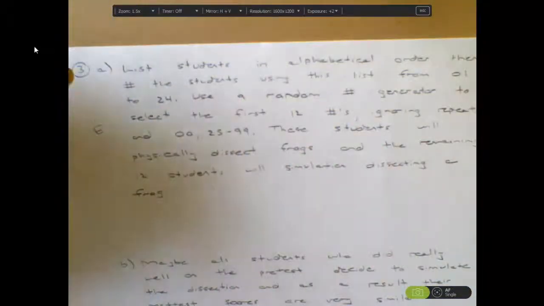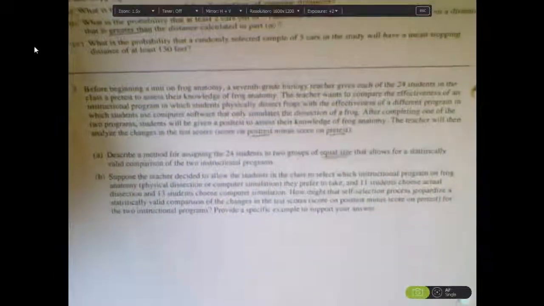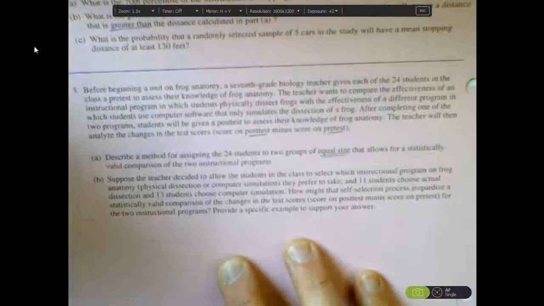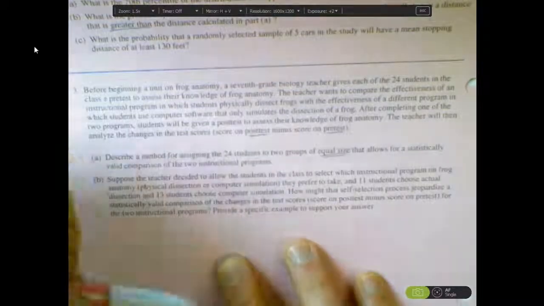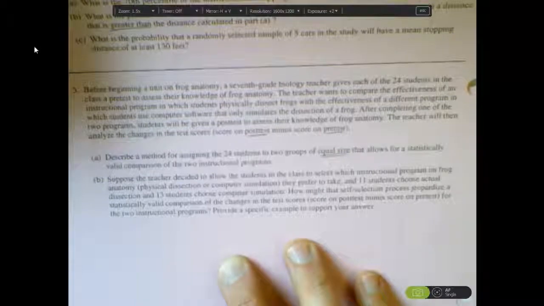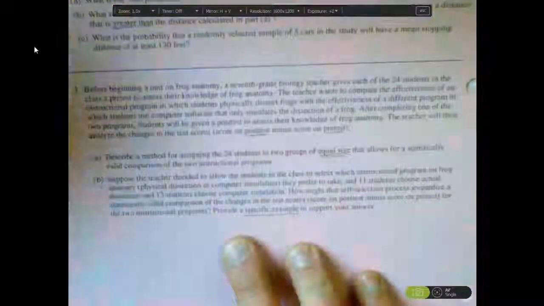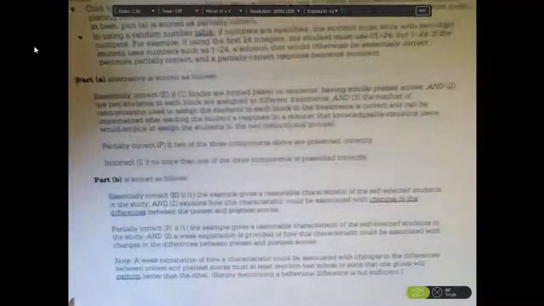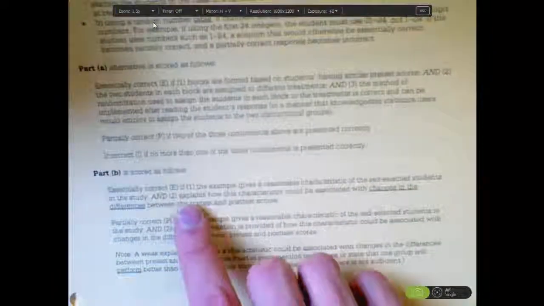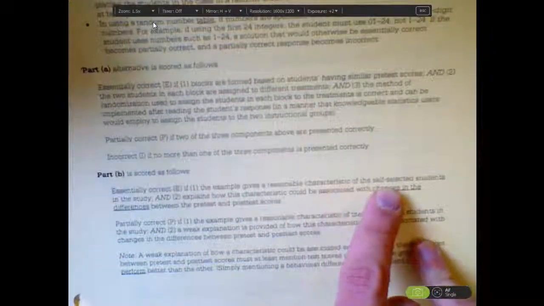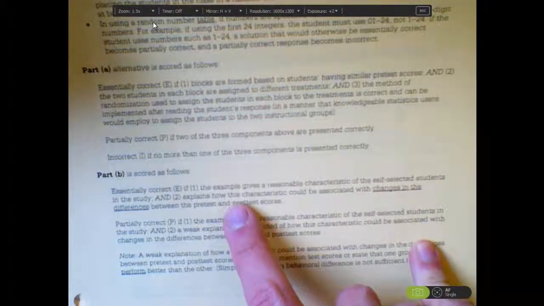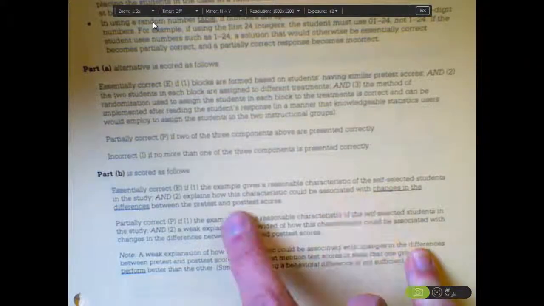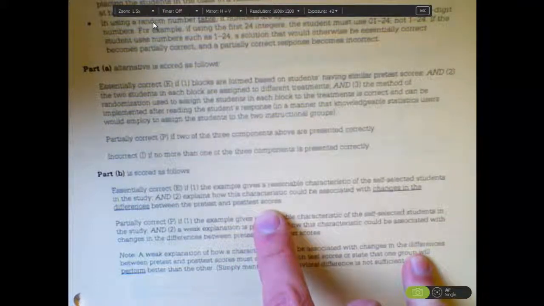Okay, for part B, this is where it gets a little bit interesting. You got to kind of dig deep here. You want to know how this method of self-selection could jeopardize the valid comparison between the 2. And you have to provide a specific example. So give an example and then kind of tie it into why it's going to create a problem. So grading part B, it's essentially correct if the example gives a reasonable characteristic of the self-selected students in the study, and you explain how it could be associated with changes in the differences between pre and post-test scores. That's the key thing that so many students forget, is tying it into the response variable, what we're trying to measure, figuring out how that's going to be a problem.